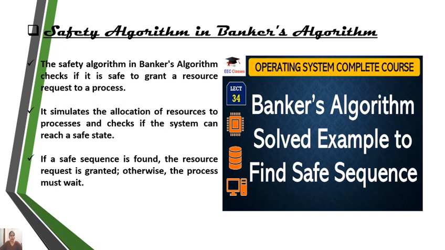Safety algorithm in Banker's algorithm. The safety algorithm checks if it is safe to grant a resource request to a process. It simulates the allocation of resources to processes and checks whether the system can reach a safe state. If a safe sequence is found, the resource request is granted. Otherwise, the process must wait.